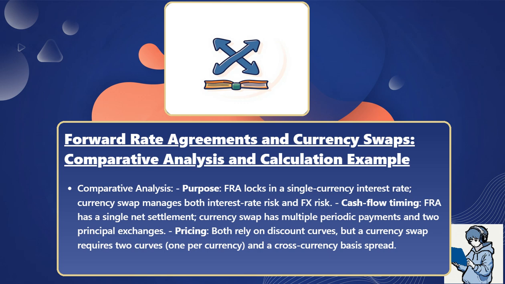Comparative analysis. Purpose. A forward rate agreement locks in a single currency interest rate. A currency swap manages both interest rate risk and foreign exchange risk. Cash flow timing. A forward rate agreement has a single net settlement. A currency swap has multiple periodic payments and two principal exchanges. Pricing. Both rely on discount curves, but a currency swap requires two curves, one per currency, and a cross-currency basis spread.